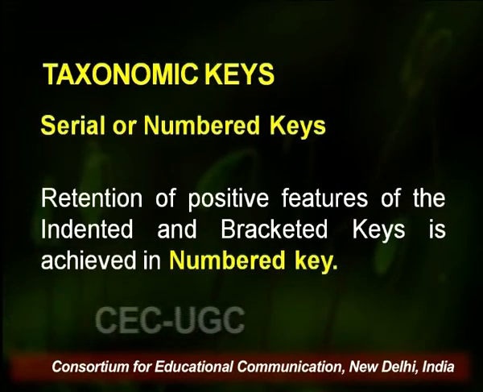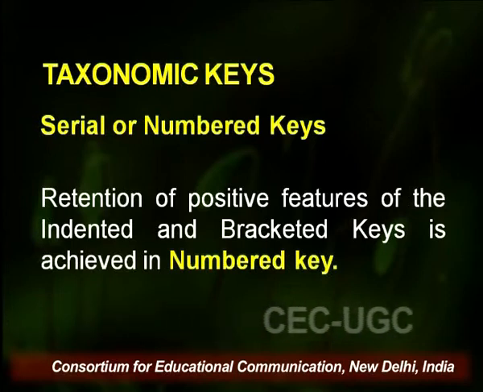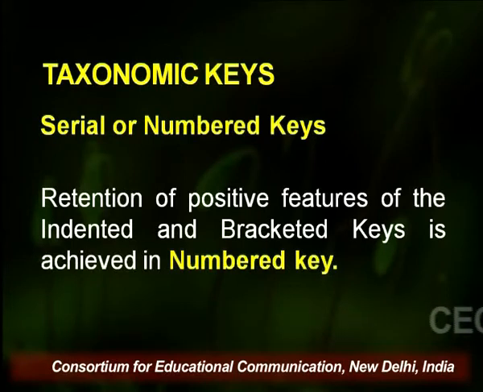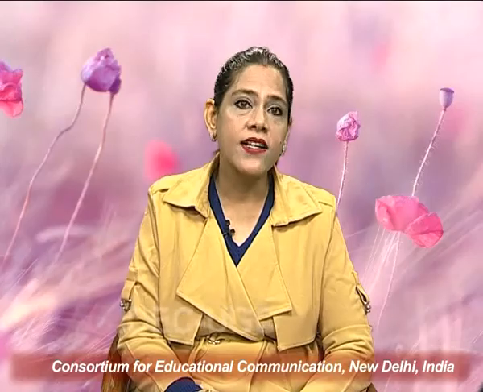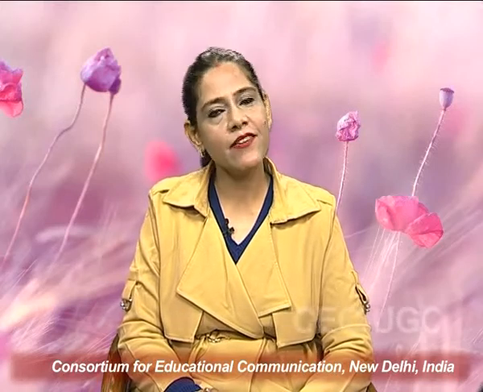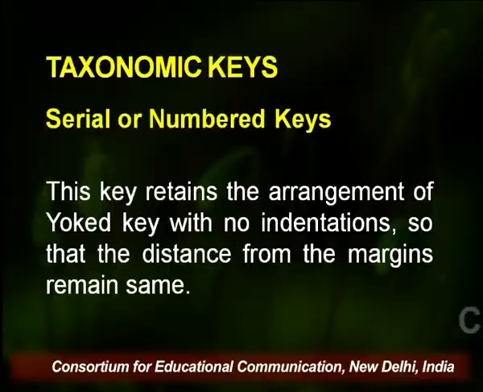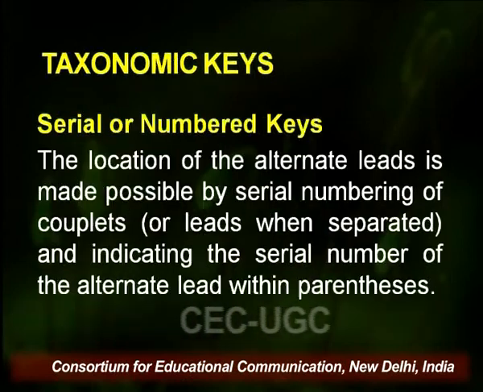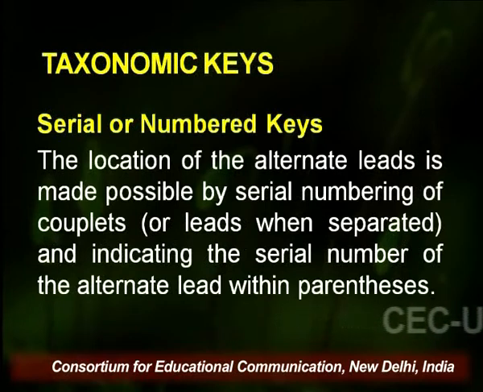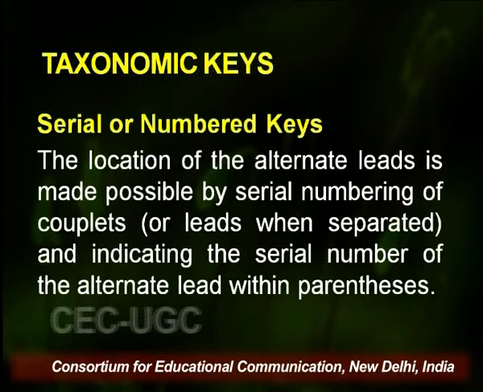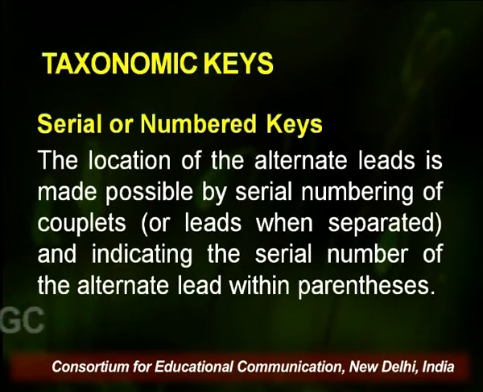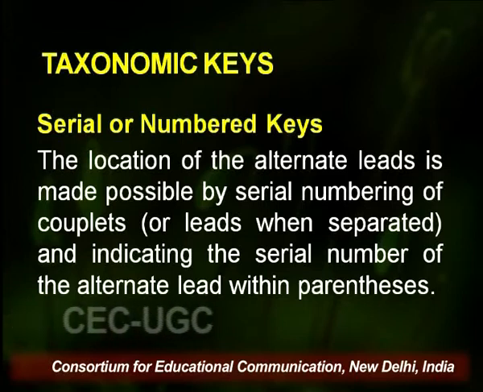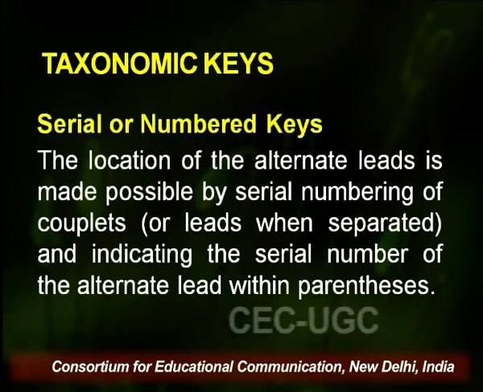Now, retention of positive features of indented and bracketed keys is achieved in another type of key, which is known as numbered key or serial key. This key retains the arrangement of the yoked key with no indentations, so the distance from the margins remains the same, and the location of alternate leads is made possible by serial numbering of couplets or leads when separated and indicating the serial number of alternate lead within parentheses or brackets.